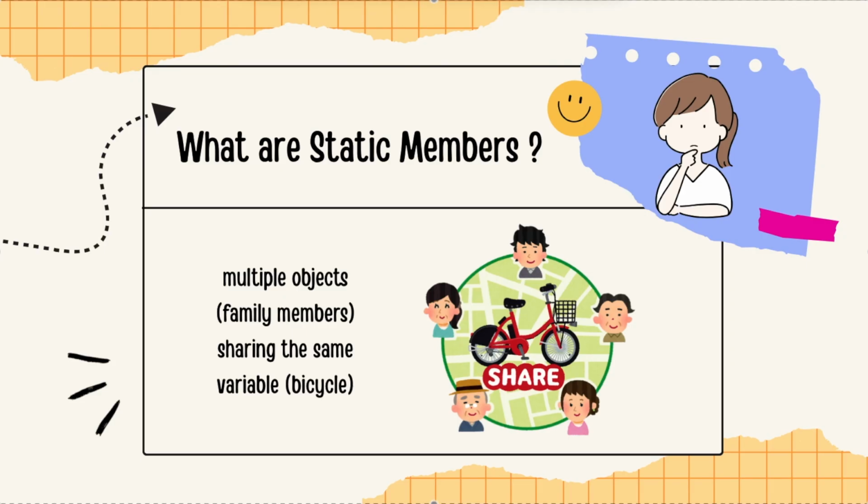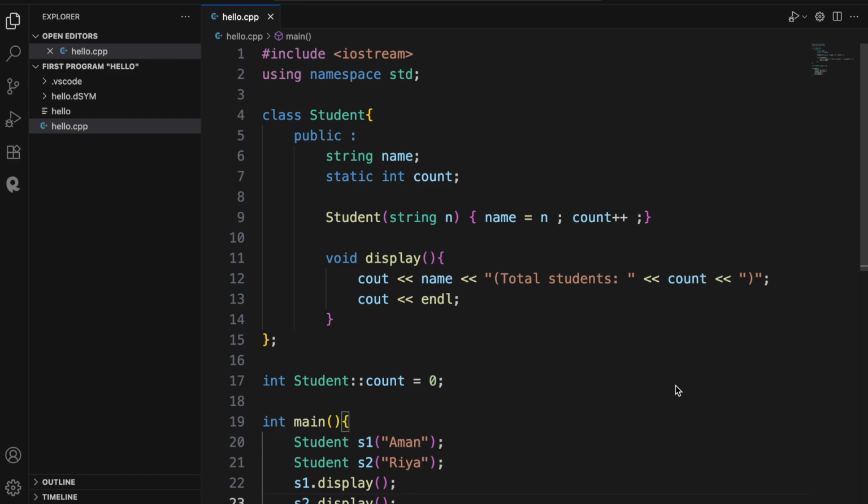A static data member belongs to the class, not to objects. This means all objects of that class can share a single copy of the static member. A static member is defined outside the class, same as friend function. Here we have written int student::count equal to 0. With this, we are counting the total number of students.